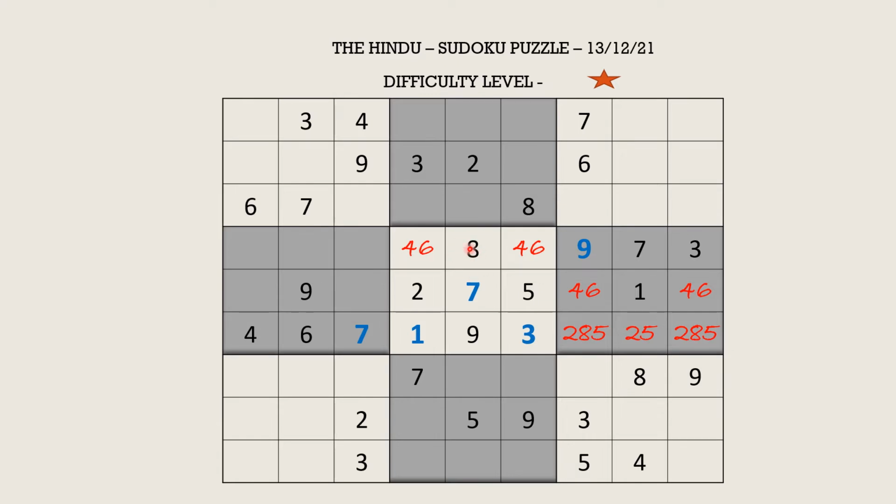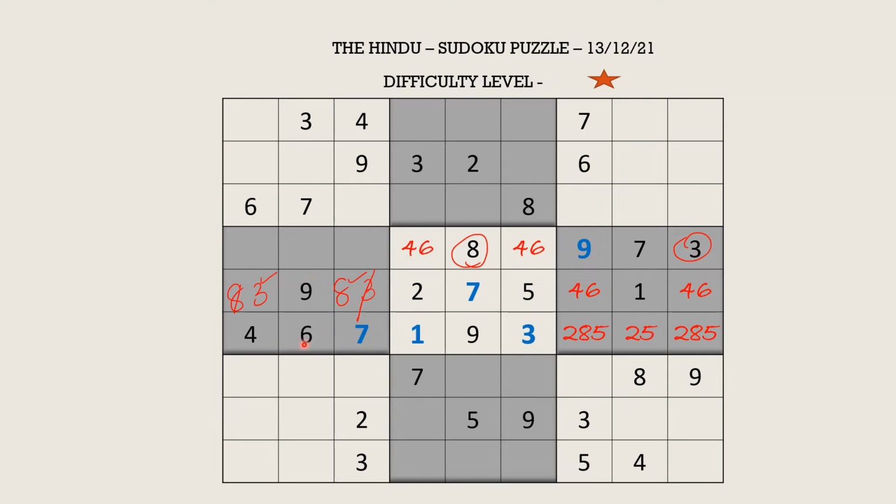So you can see 8 and 3 here. 8 and 3, this blocks these three cells. So these two cells take the 8-3 pair. There is a 3 here which cancels out the 3. So this becomes an 8 and this becomes a 3.